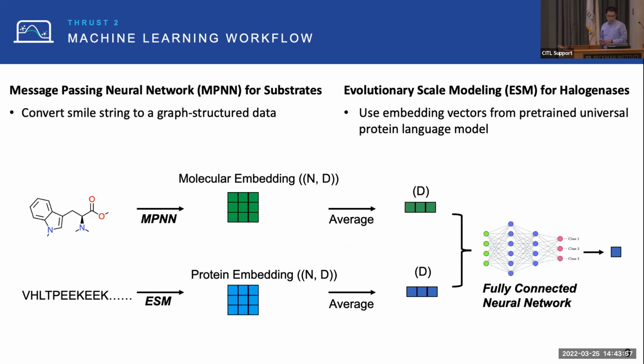So when we get the data sets, here I show the machine learning workflow of how we could use them. Currently we are trying this: for the substrates, we use the message passing neural network for embedding. For the halogenases, we use evolutionary scale modeling to embed them. After we get the average embedding, we use them to fit the fully connected neural network, and then we train the model.